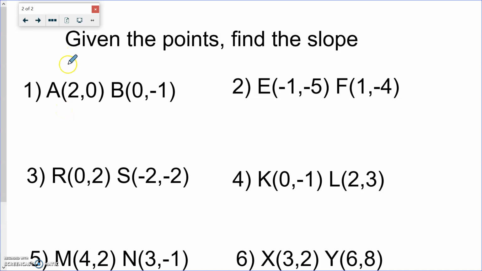You need to identify on your paper. I want to see x1 equals, y1 equals, x2 equals, y2 equals, and then I want to see the formula plugged in. I want to see your work, just like I did in the example. That's how you'll get full points.